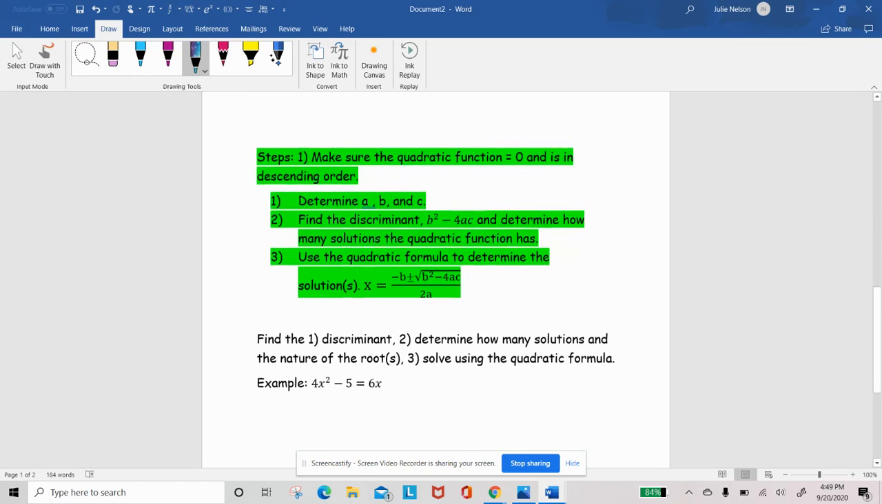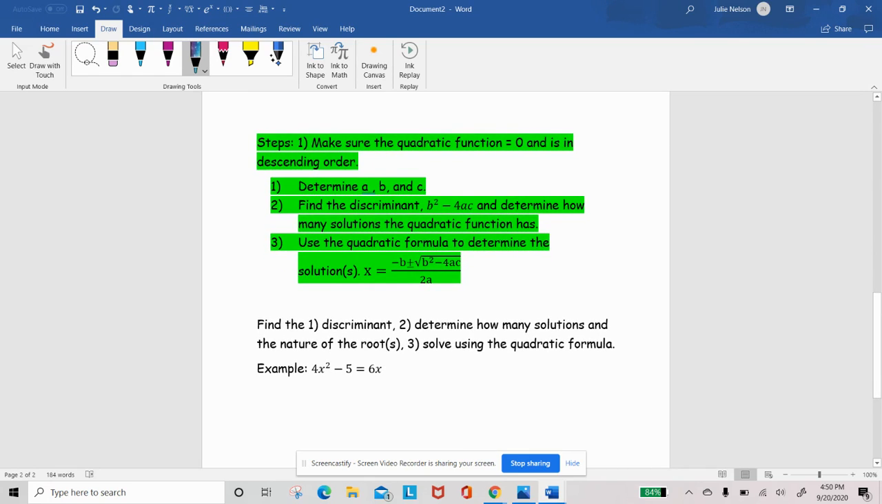Let's take a look at this problem right here: 4x squared minus 5 equals 6x. You see the steps are highlighted in green. There are several things we want to do. One is to find the discriminant. Two is to determine how many solutions and the nature of the roots. And three is to solve using the quadratic formula. In the quadratic formula, it's really important that your equation equals 0 and that it's in descending order. Descending means it goes down in power, like x cubed, x squared, x, no x.